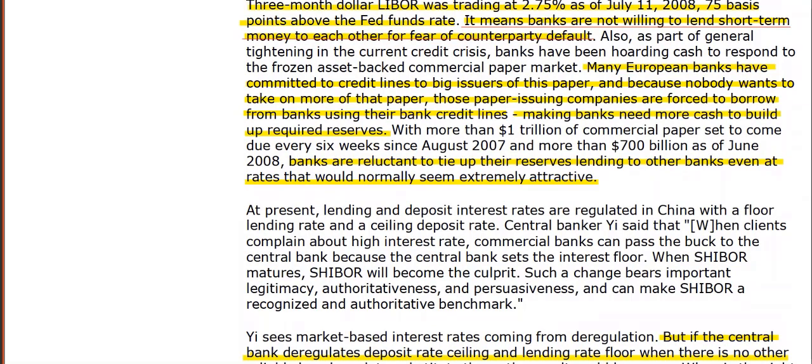Many European banks have committed to credit lines to big issuers of this paper, and because nobody wants to take on more of that paper, those paper issuing companies are forced to borrow from banks using their bank credit lines, making banks need more cash to build up required reserves. In other words, it started draining the reserves. With more than $1 trillion of commercial paper set to come due every 6 weeks since August 20, 2007, and more than $700 billion. Remember $700 billion? That's TARP right there. As of June 2008, that's your TARP, $700 billion.